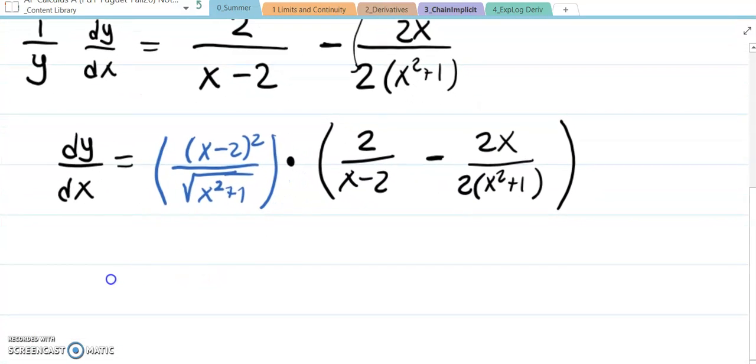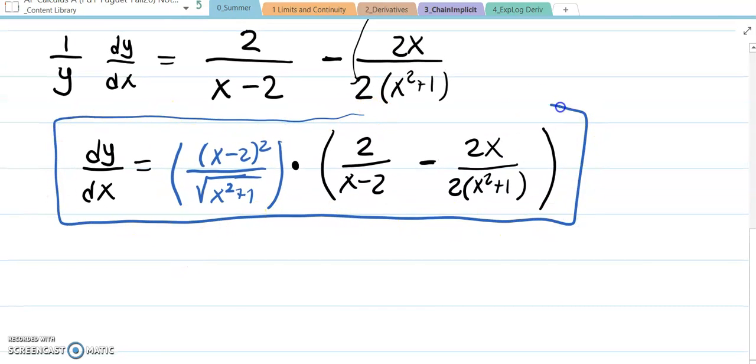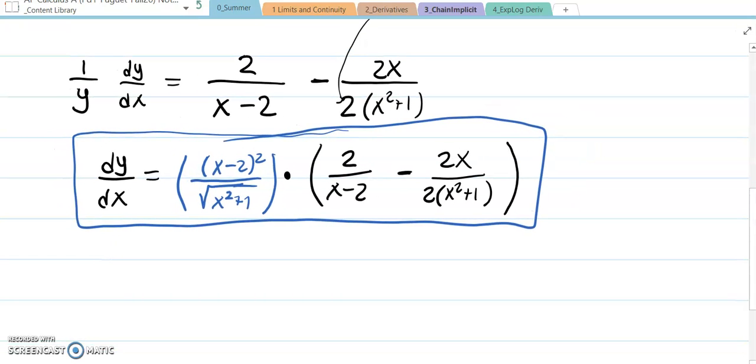Now, this obviously could be distributed, and we could do some additional simplifications to try to make this a single term. But overall, we have our derivative. We have it in terms of x. There are no complex fractions or negative exponents. So I feel pretty confident with this as a final answer.